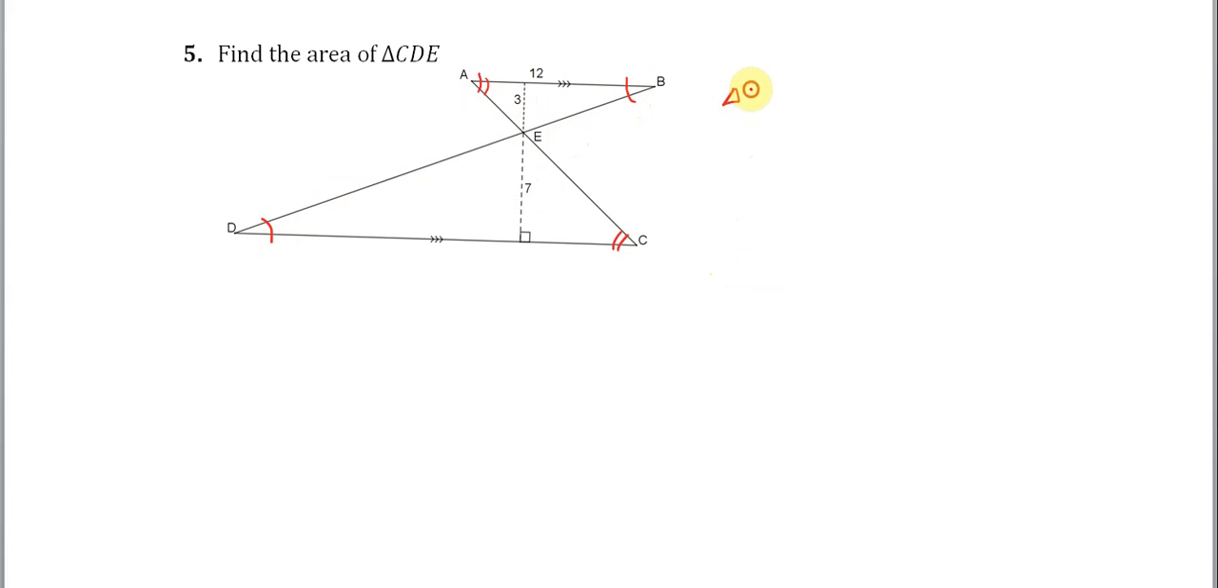So we can say that triangle ABE, that's the smaller one up here, is similar to triangle CDE. Okay, CDE and ABE are similar. And let's see the similarity or the scale factor that we have here. So to find the scale, we can see that the height here of the smaller triangle is 3. And the height of the larger triangle here is 7. Okay, so the scale here is going to be 3/7.